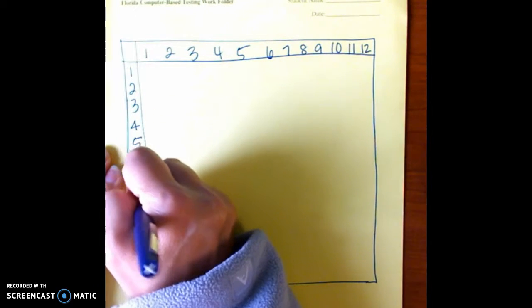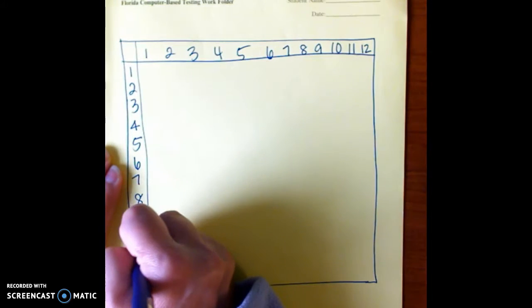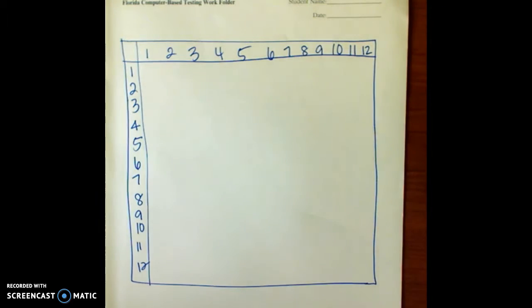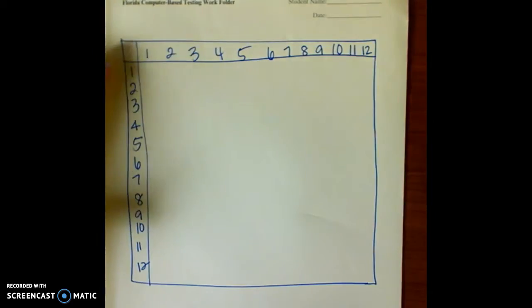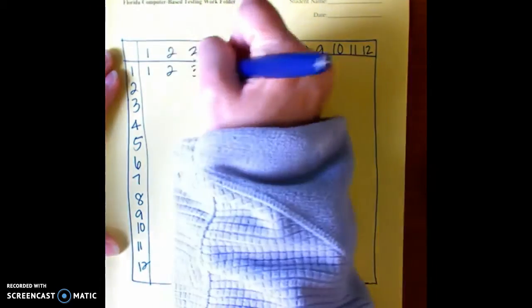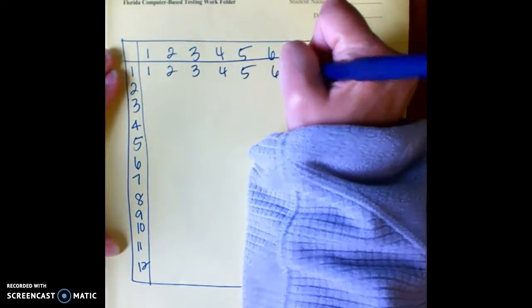Now, as soon as that calculator opens up, go ahead and start filling in your times table with the ones that you know, and then the ones that you don't, use that calculator. So you can fill in your chart.